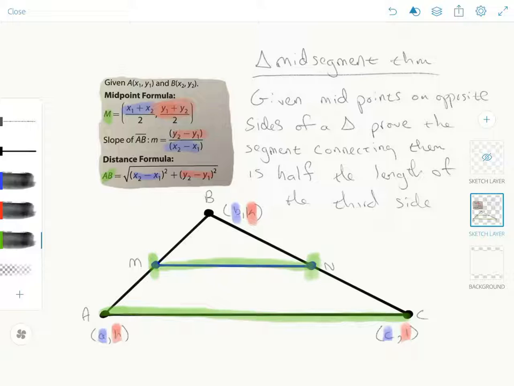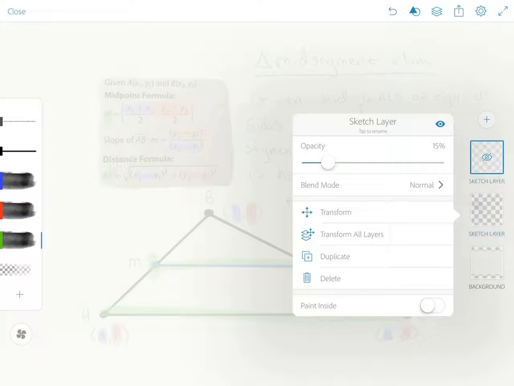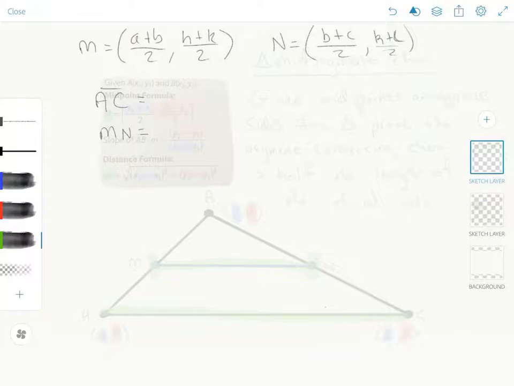Okay, so here we go. Let's turn this down so we can still see it a little bit. And here we are. So M and N, the location of those 2 points is found with the midpoint formula, just like in the last video. And we're going to come back to those and use those in a minute. But let's start with the easy part.